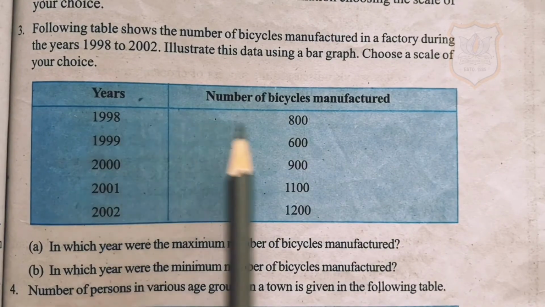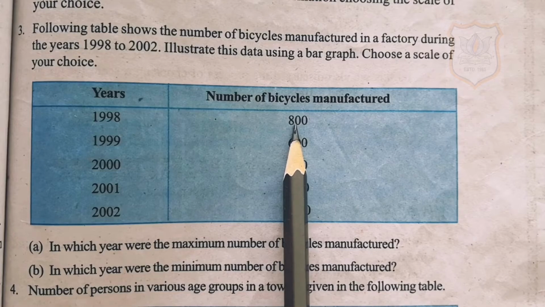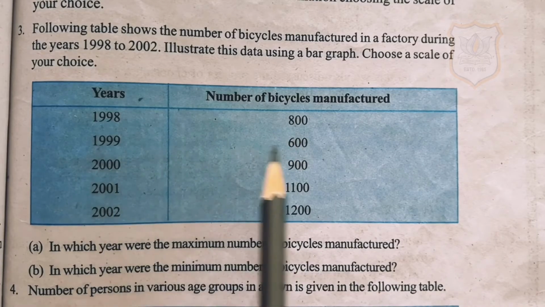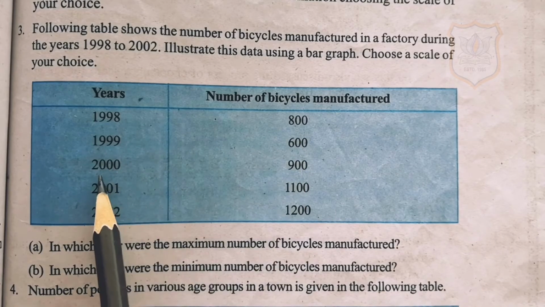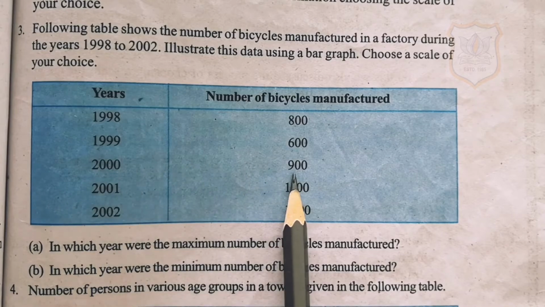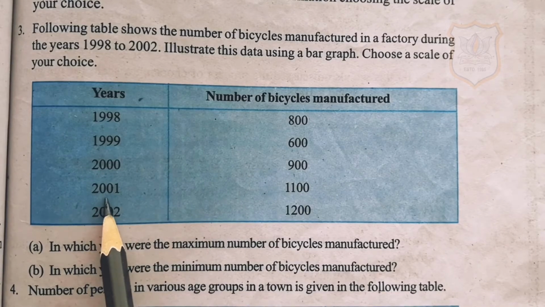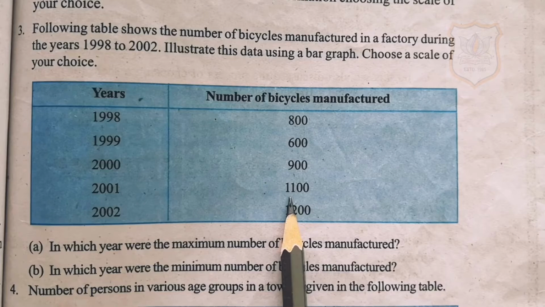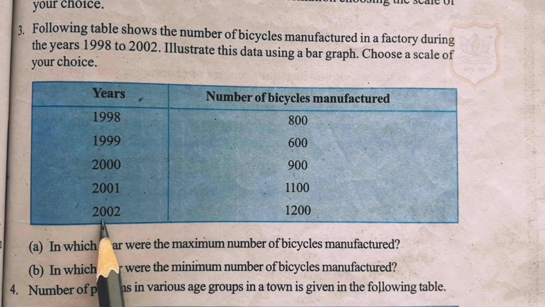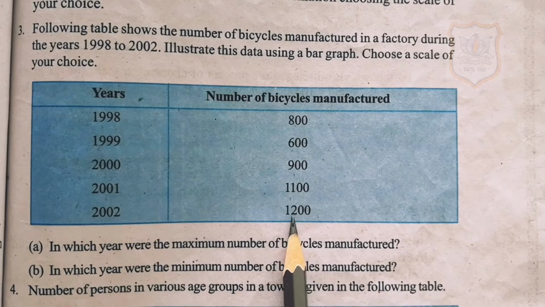Years, number of bicycles manufactured. In 1998, 800 bicycles were manufactured. In 1999, 600 bicycles were manufactured. In 2000, 900 bicycles were manufactured. 2001, 1100 bicycles were manufactured. And in 2002, 1200 bicycles were manufactured.